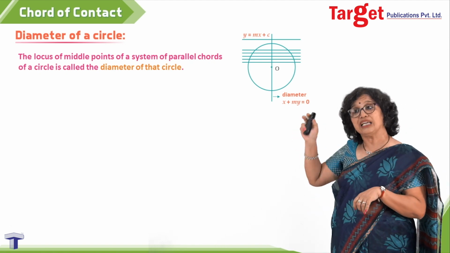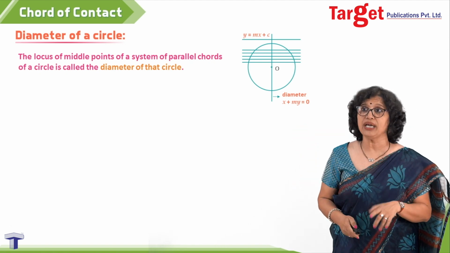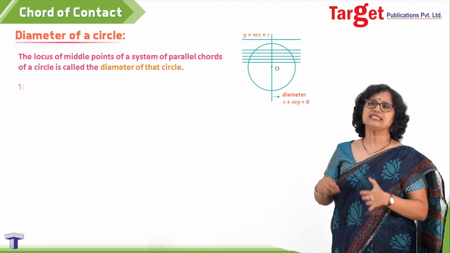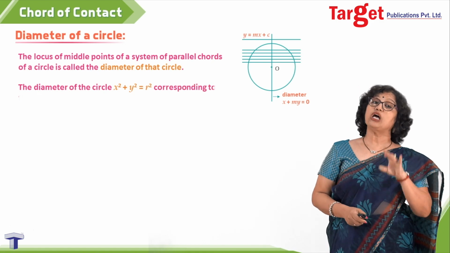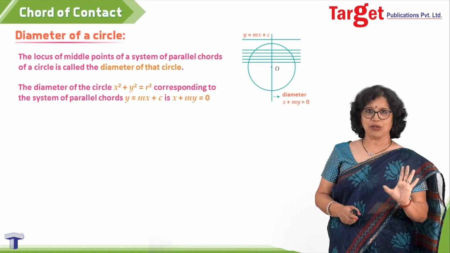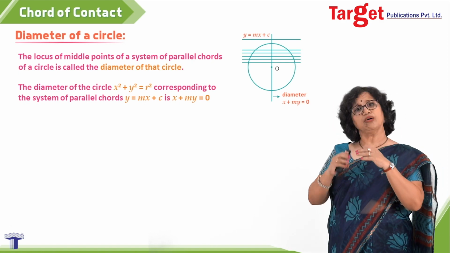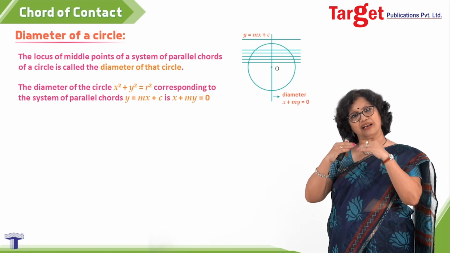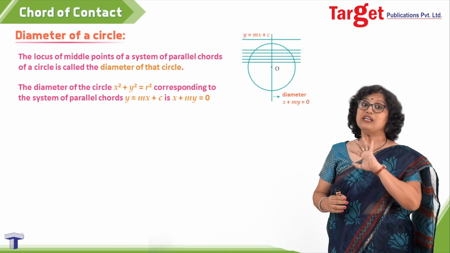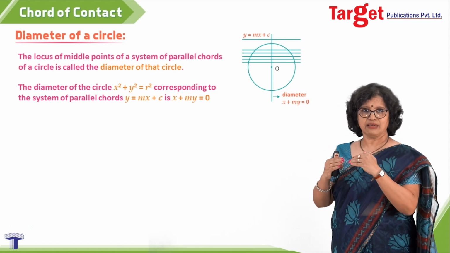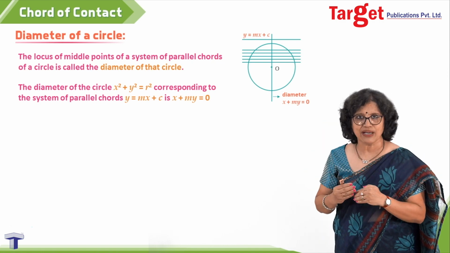Now that diameter's equation we may be interested in knowing, and then I'm generally writing one chord as say y equal to mx plus c. Now circle's equation I'm taking as say x square plus y square equal to r square, and y equal to mx plus c is one general chord, and parallel to that various chords we will have. Means where would be the change? m will remain same, c will vary, right? So all those parallel chords we are talking about.